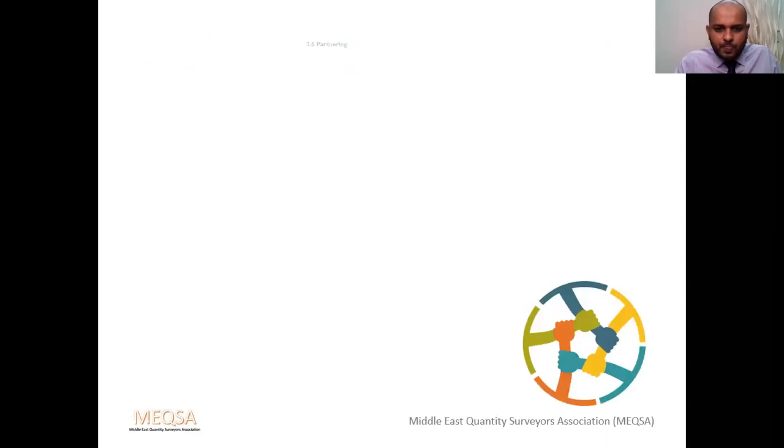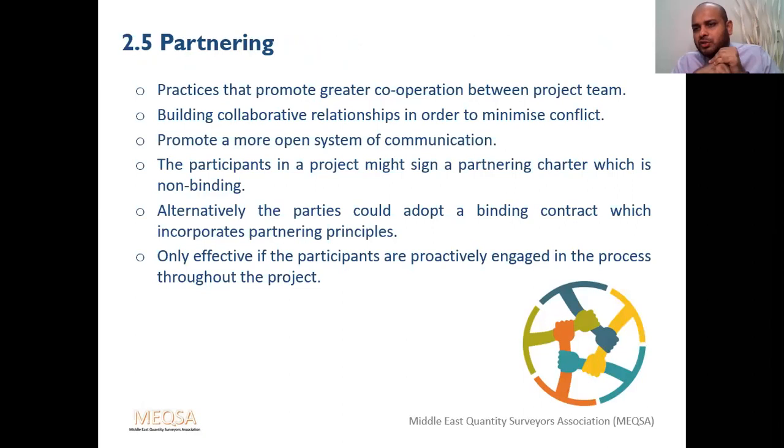Okay, partnering, in very general terms, is a procurement arrangement, a framework procurement arrangement. Why are we looking at this? Because RICS is pushing us to have a look within this area as well, or to have a basic knowledge of partnering. What is partnering?